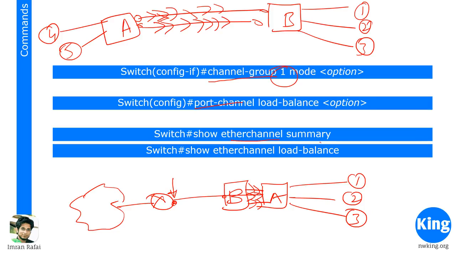If you do show etherchannel summary, it will tell you the EtherChannel, which links are being used, and the protocol that's being used. If you want to know what option it is using for load balancing, you can say show etherchannel load-balance, and it will tell you the current load balancing technique that it is using. Right, so let's look at this from Packet Tracer.